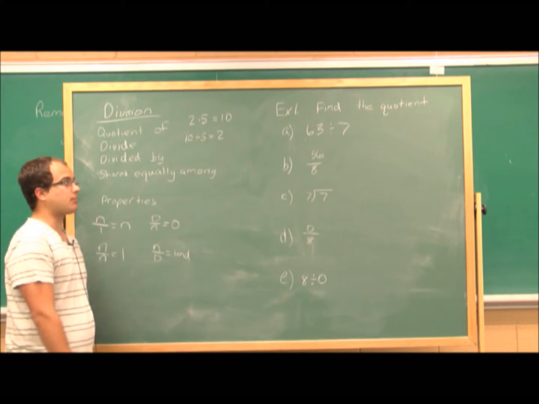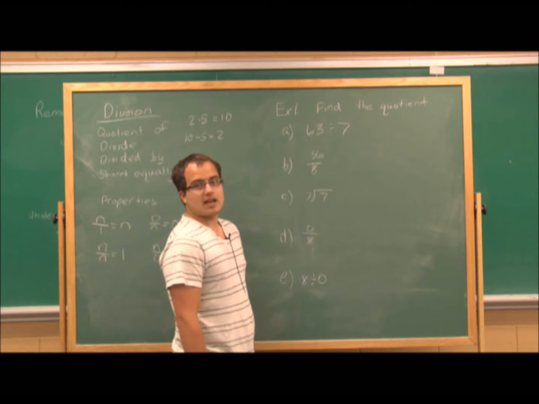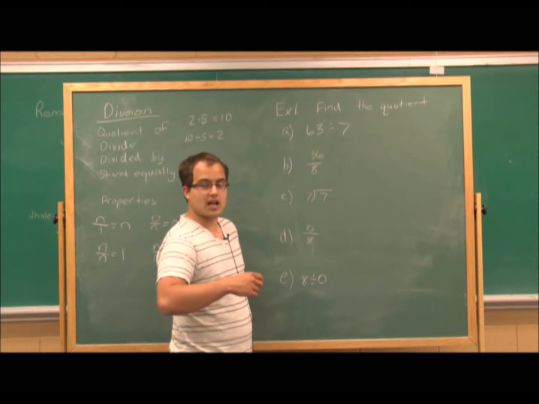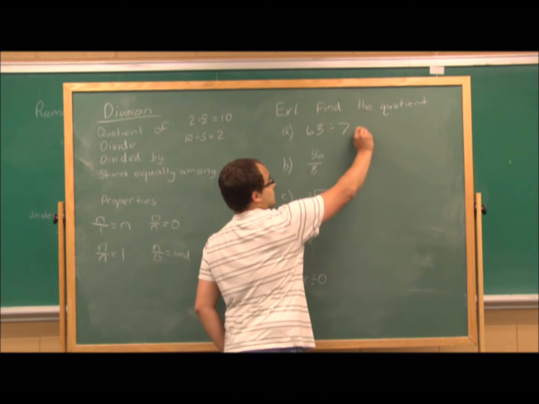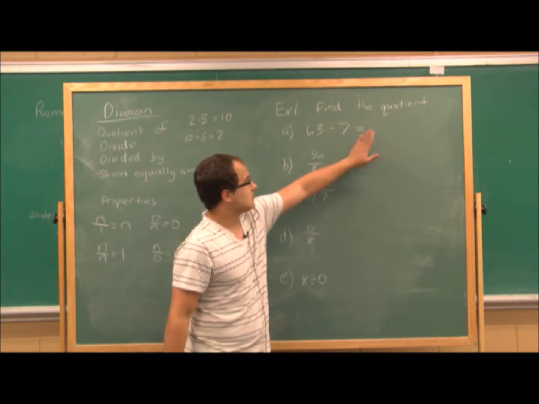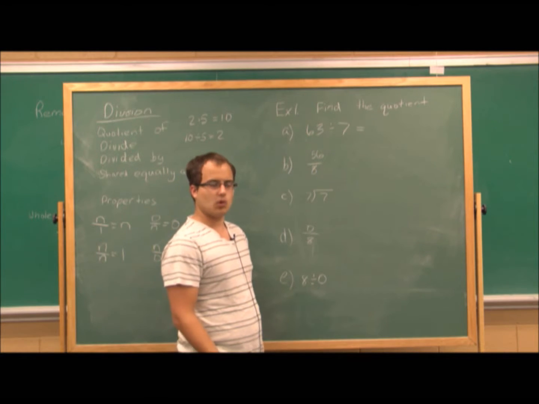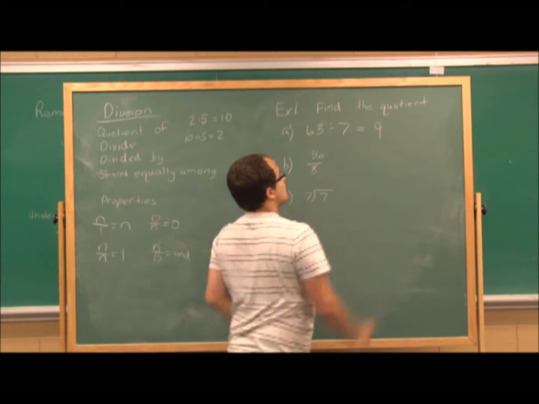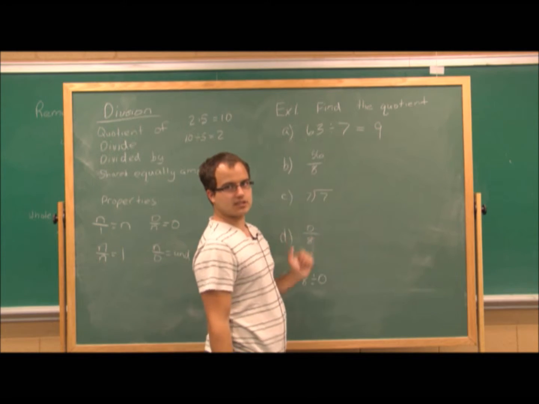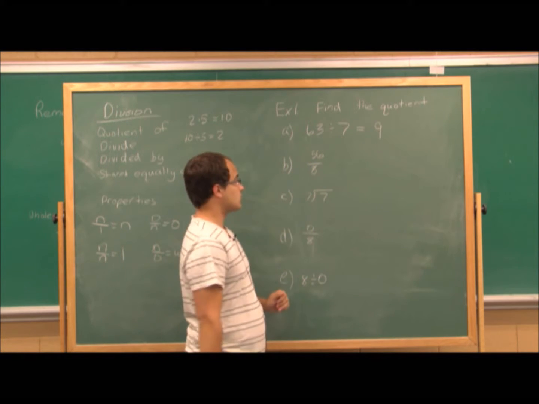So let's move on to example 1. Find the quotient. A, 63 divided by 7. Like I said, we're going to use the concept of multiplication to solve most of these. Basically, what I ask myself is, what times 7 equals 63? Well, 9. 9 times 7 equals 63. Therefore, 63 divided by 7 equals 9.